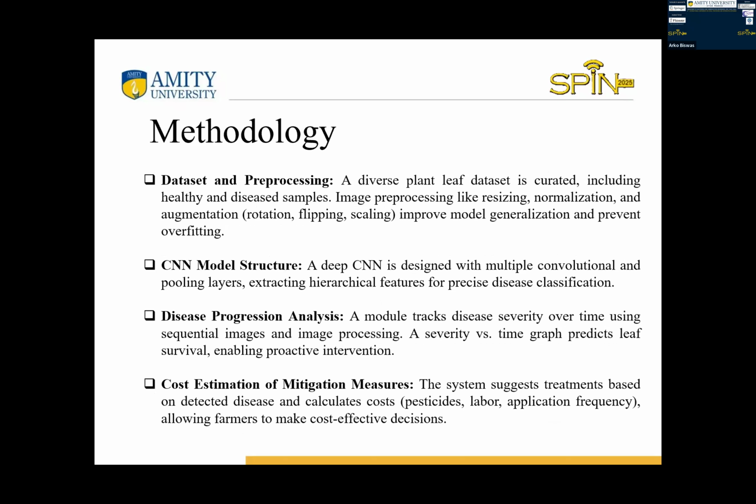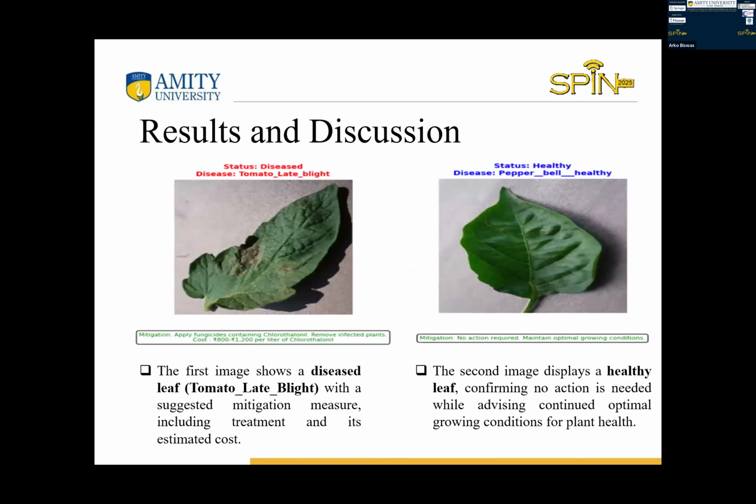Step number 3 is disease progression analysis, in which our module tracks disease severity over time using sequential images and image processing. Also, a severity versus time graph predicts leaf survival, thus enabling proactive intervention. And lastly, cost estimation of mitigation measures, in which the system suggests the cost based on the treatments provided, allowing farmers to make cost-effective decisions rather than spending blindly on expensive treatments. So now let's talk about the results and discussion part.